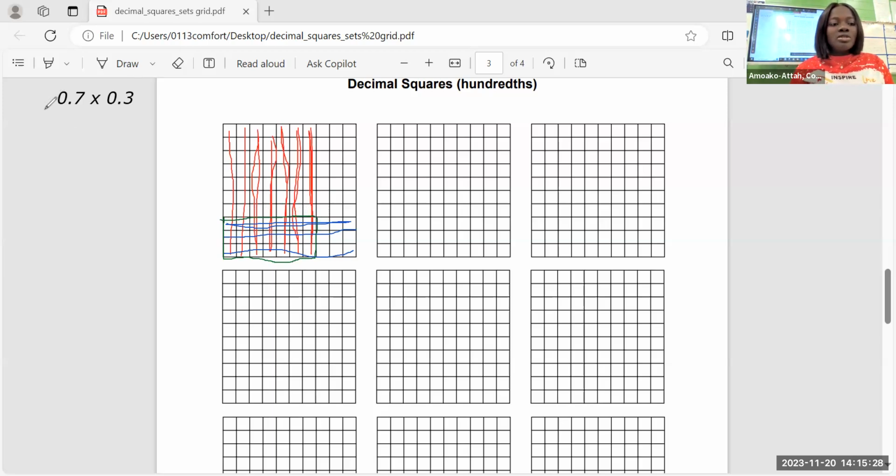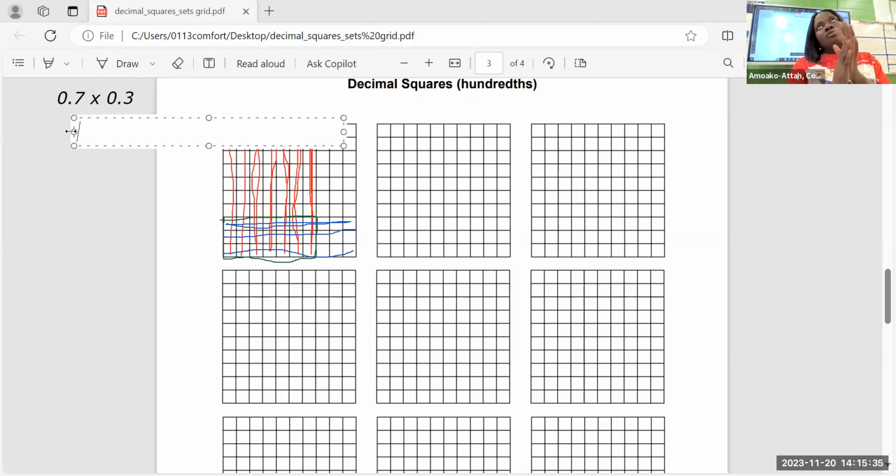So we have 7 tenths times 3 tenths to be what? So we have 21 hundredths, or 0.21. Most students will make the mistake of writing just 21. No, this is not 21. It is 0.21.